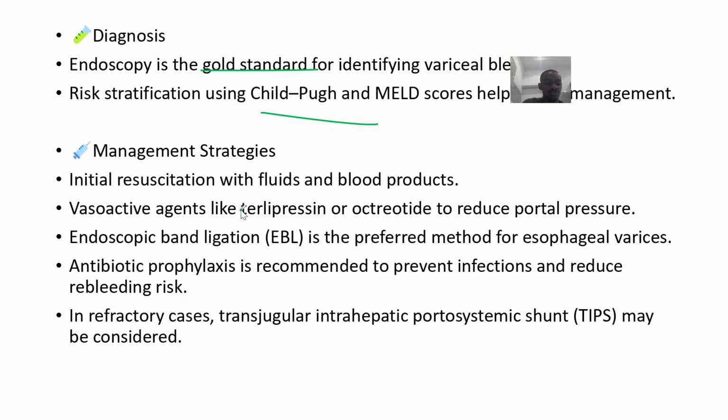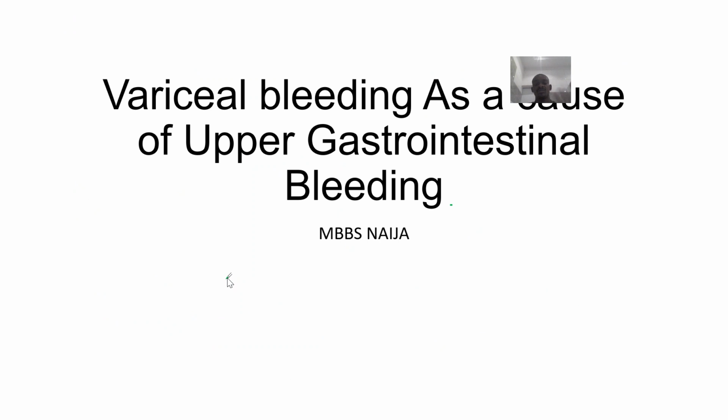So what are the management strategies for all of this? Initial resuscitation with fluids and blood products, vasoactive agents like terlipressin or octreotide to reduce the portal pressure, and endoscopic band ligation is the preferred method for esophageal varices. Then, with bleeding here and there, you could give room for infections to come in, so you use prophylactic antibiotics. Okay, so that was it, establishing variceal bleeding as a cause of upper gastrointestinal bleeding.